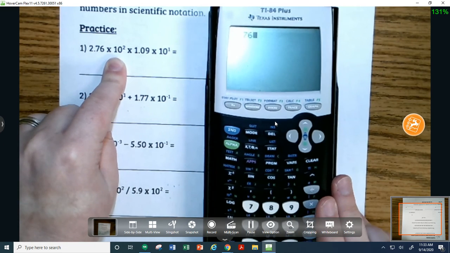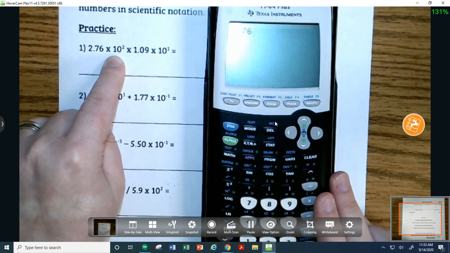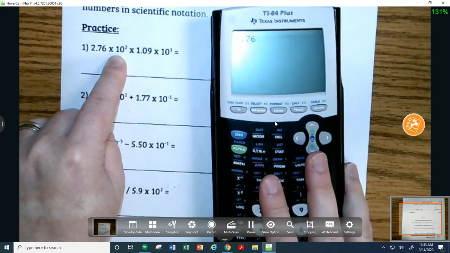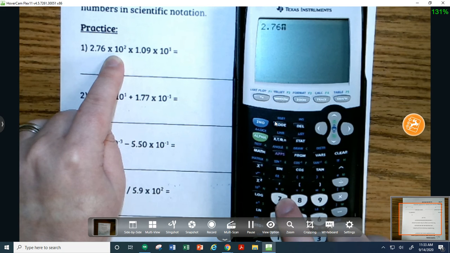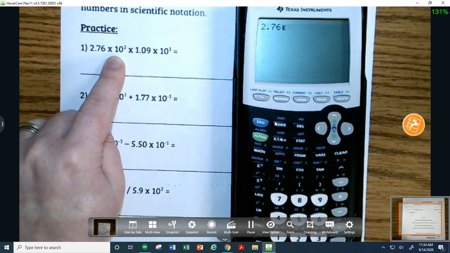This is where you need to listen and do this step, because I have a much easier way than probably how you're doing it currently. You're going to hit second, and then this button right above 7 is a comma. If you notice, and it's kind of fuzzy, there's a light blue EE. It does not matter what type of graphing calculator you have, that function is the same on all.